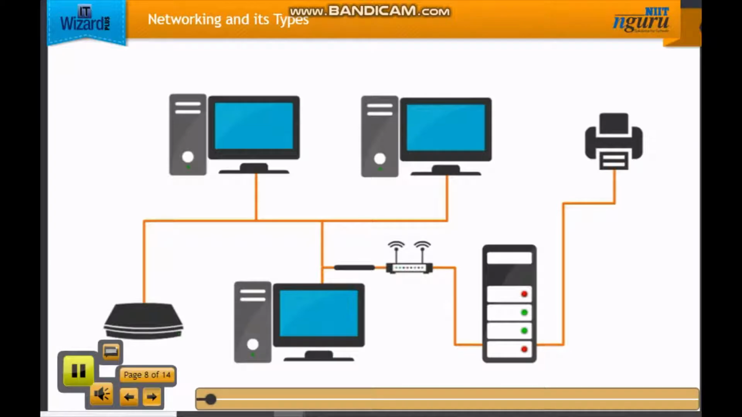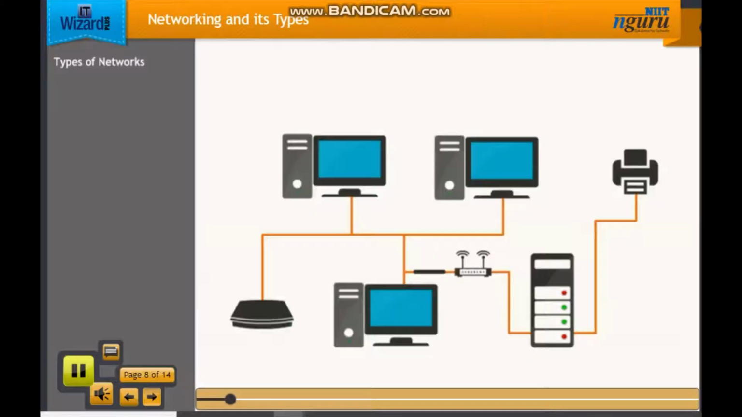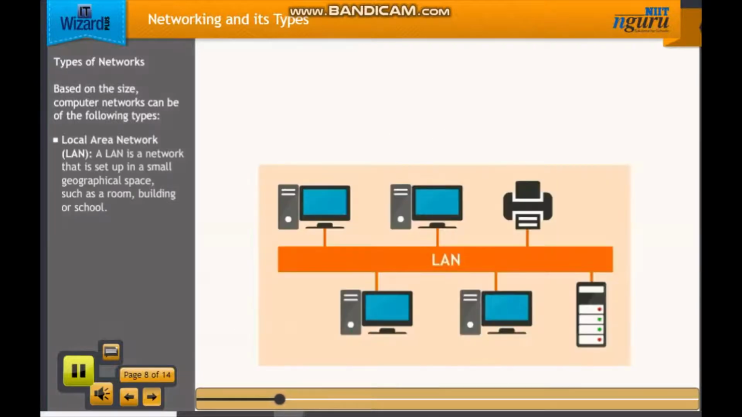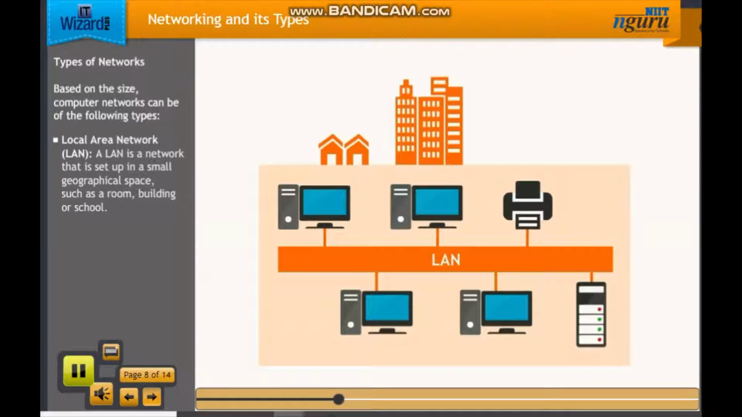You now know the components of a network. Let us now explore the types of networks. Based on the size, computer networks can be of the following types: Local Area Network or LAN. A LAN is a network that is set up in a small geographical space, such as a room, building, or school.